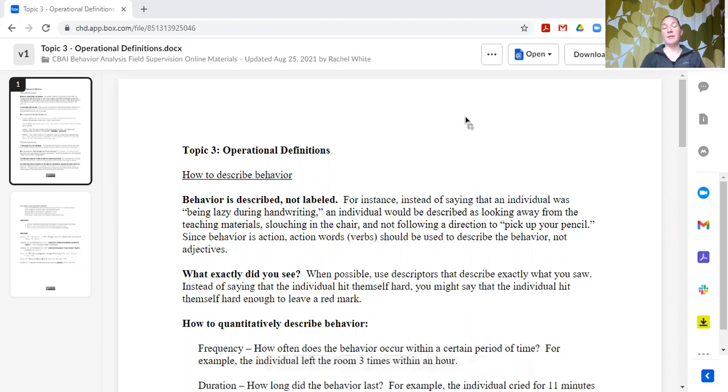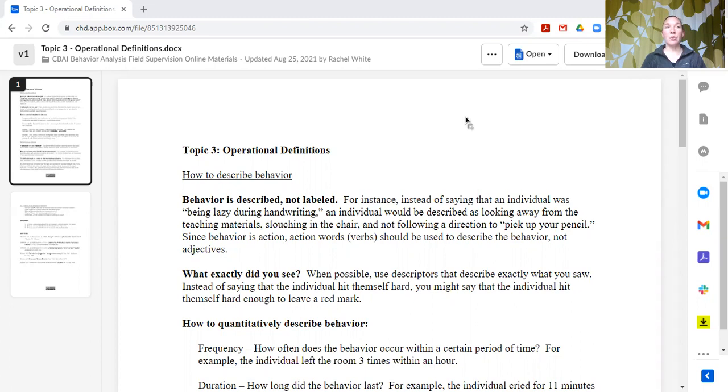First of all, we need to recognize that behavior is described and not labeled. So we're not going to call behaviors lazy or rude. We are going to label specifically what we saw. So instead of saying someone was being lazy during handwriting, we might describe that behavior as looking away from the materials, slouching in the chair, and not following a direction to pick up their pencil. Since behavior is action, action words or verbs should be used, not adjectives.